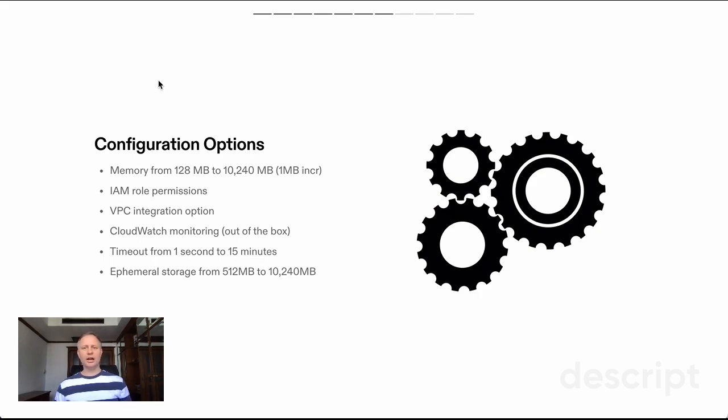The next one we have is IAM roles. So the function uses a role permission configuration to communicate with other AWS services.